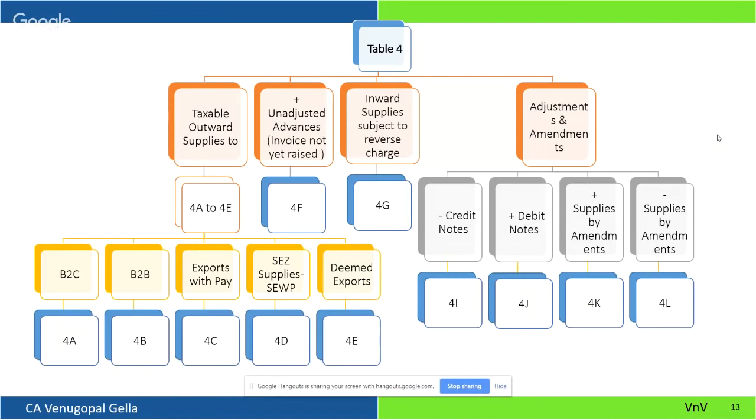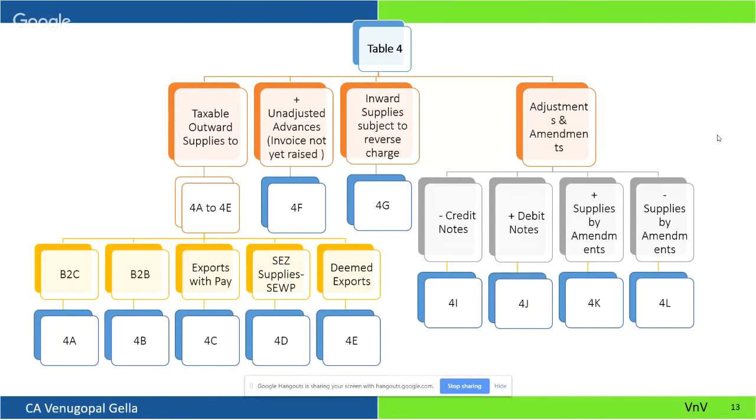Apart from outward supplies, the table 11 of GSTR1 where we report the advances is reported in table 4F of GSTR9. Then all inward supplies which are subject to reverse charge, both 9(3), 9(4), 5(3), 5(4), all the inward supplies where the registered taxpayer has the liability to pay the taxes is reported in 4G. Please note, GSTR9 reporting is always at a gross level.